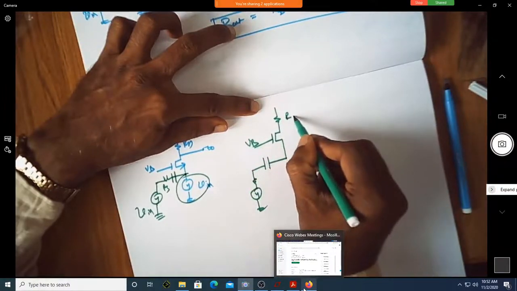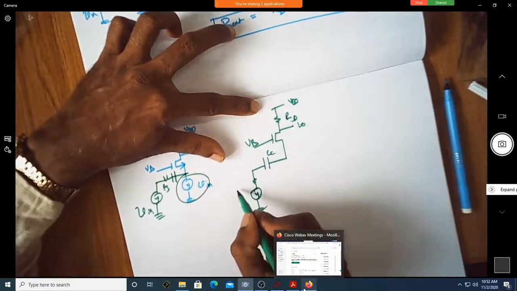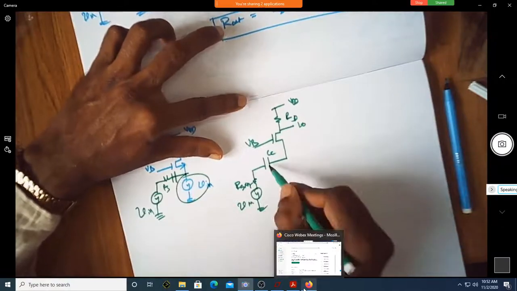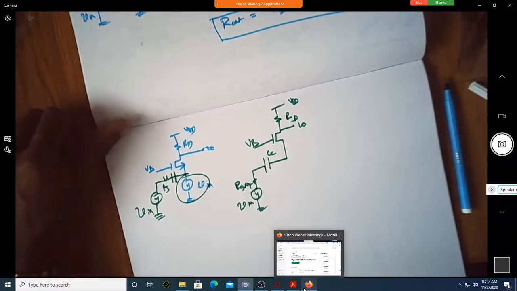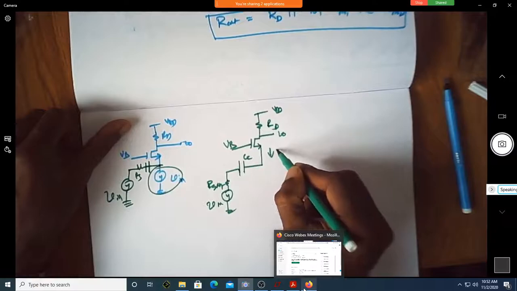This is how your circuit is looking. Why did you put this CC? So that you couple only the AC signal. Correct? In such a case, can you expect ID to flow here?